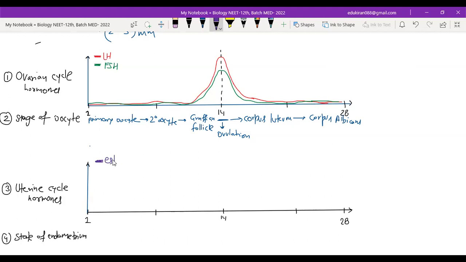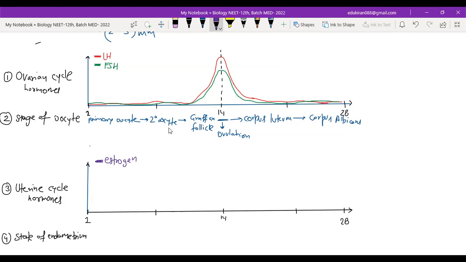So let's talk about estrogen first. The purple is for estrogen. So what happens about estrogen? What have you studied from the uterine cycle? Estrogen helps to make the endometrium. Yes, perfect. So when will it be?